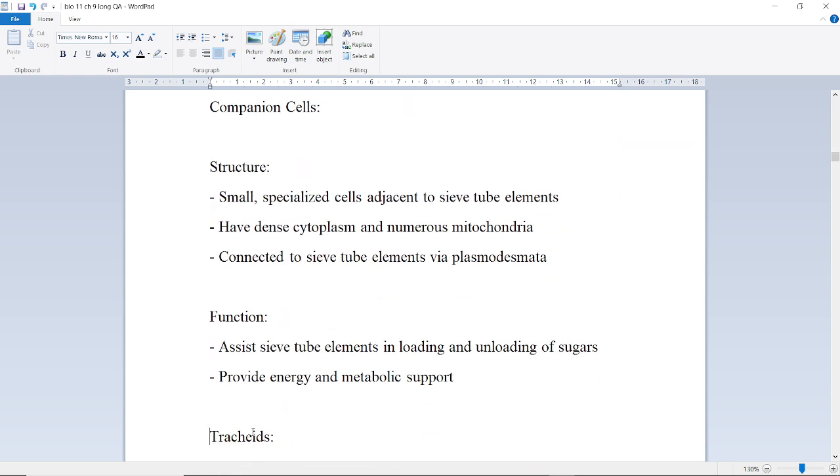Next is companion cells. Structure: small specialized cells adjacent to sieve tube elements, with dense cytoplasm and numerous mitochondria, connected to sieve tube elements via plasmodesmata. Function: assist sieve tube elements in loading and unloading of sugars, and provide energy and metabolic support.